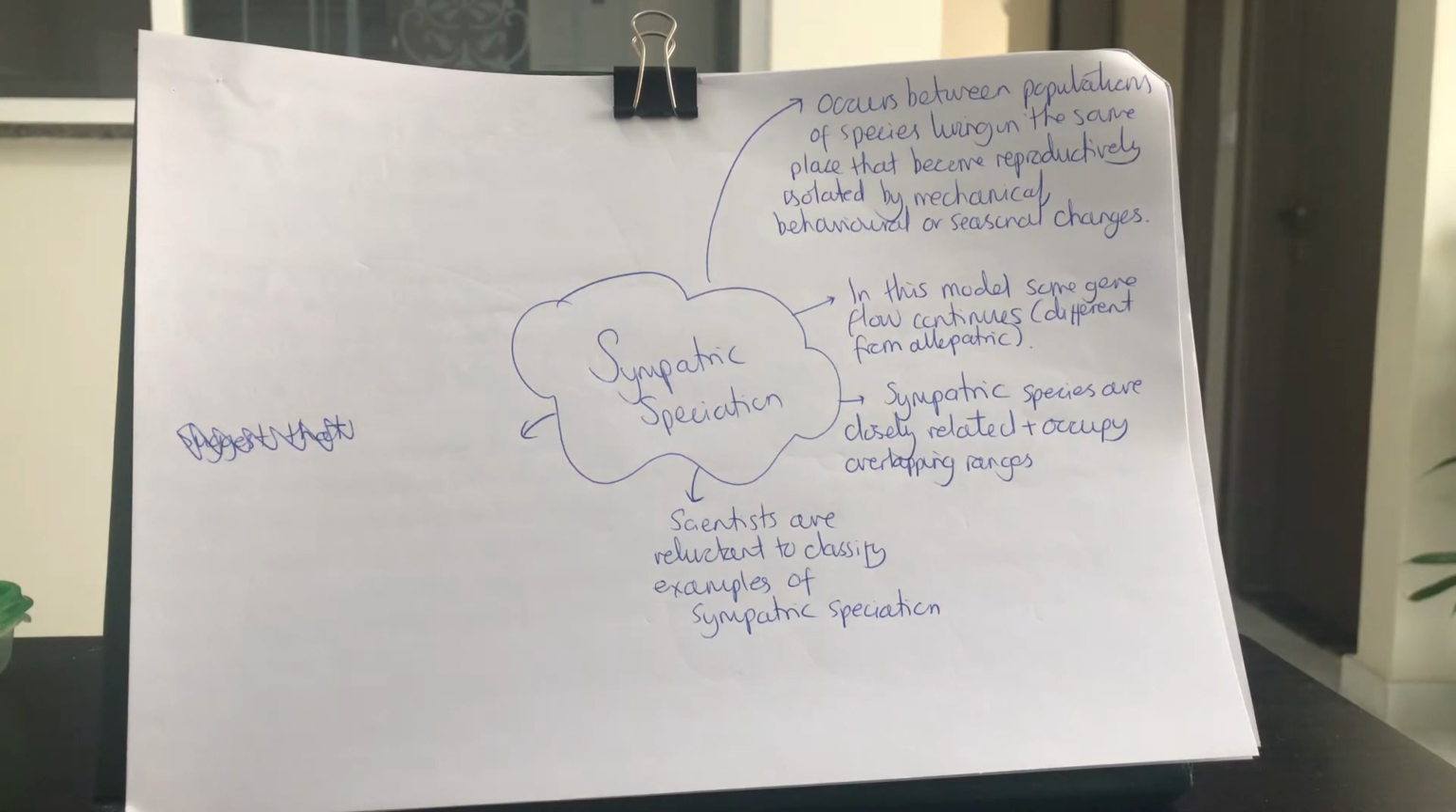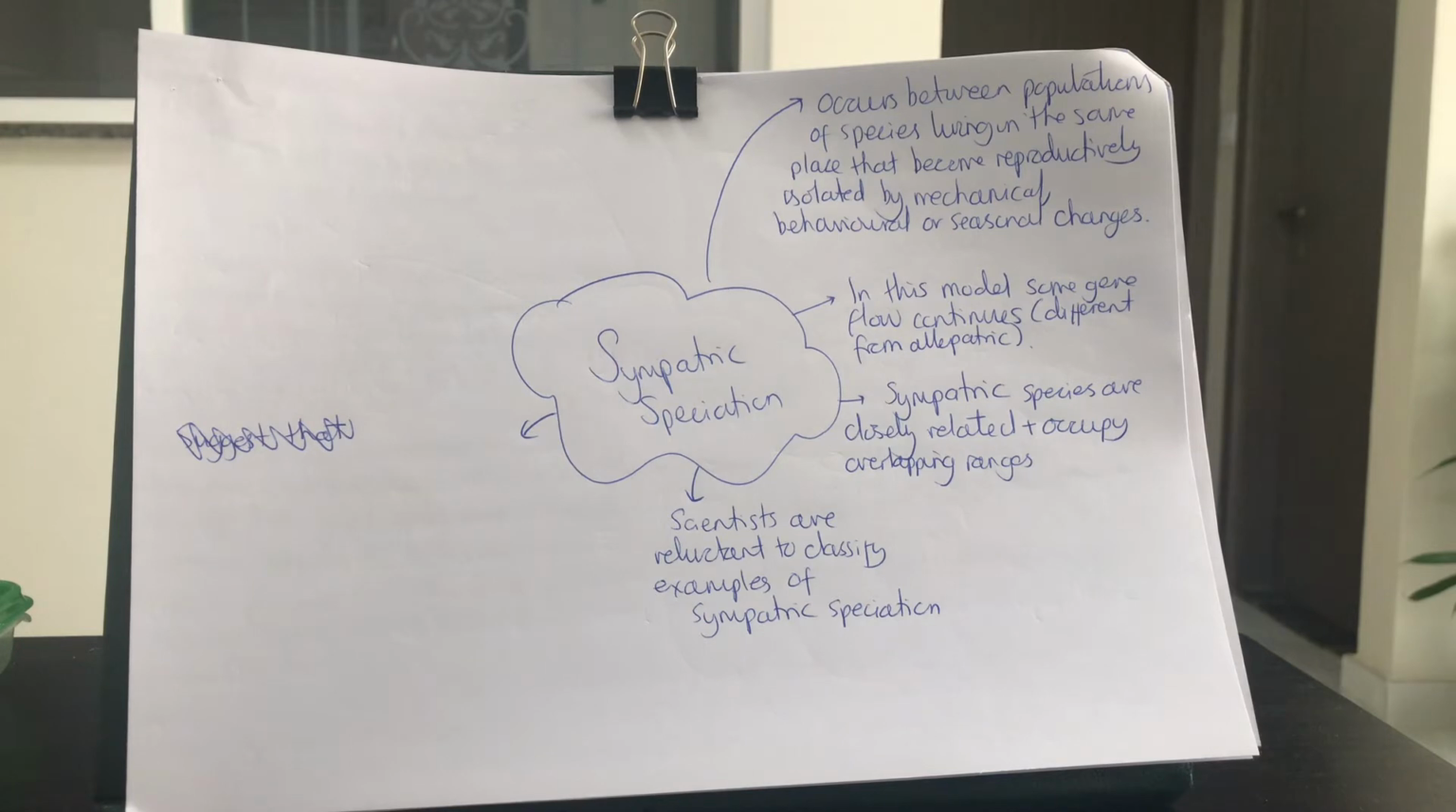All right, so we're now going to keep moving on and having a look at some other different types of speciation and mechanisms that drive speciation. Our next example that we need to talk about is sympatric speciation. This is where you have populations of species living in the same place that become reproductively isolated either by mechanical, behavioural or seasonal changes. So our first example, allopatric speciation, was a result of geographical and physical isolation, whereas this sympatric is because of mechanical, behavioural or seasonal isolating mechanisms.